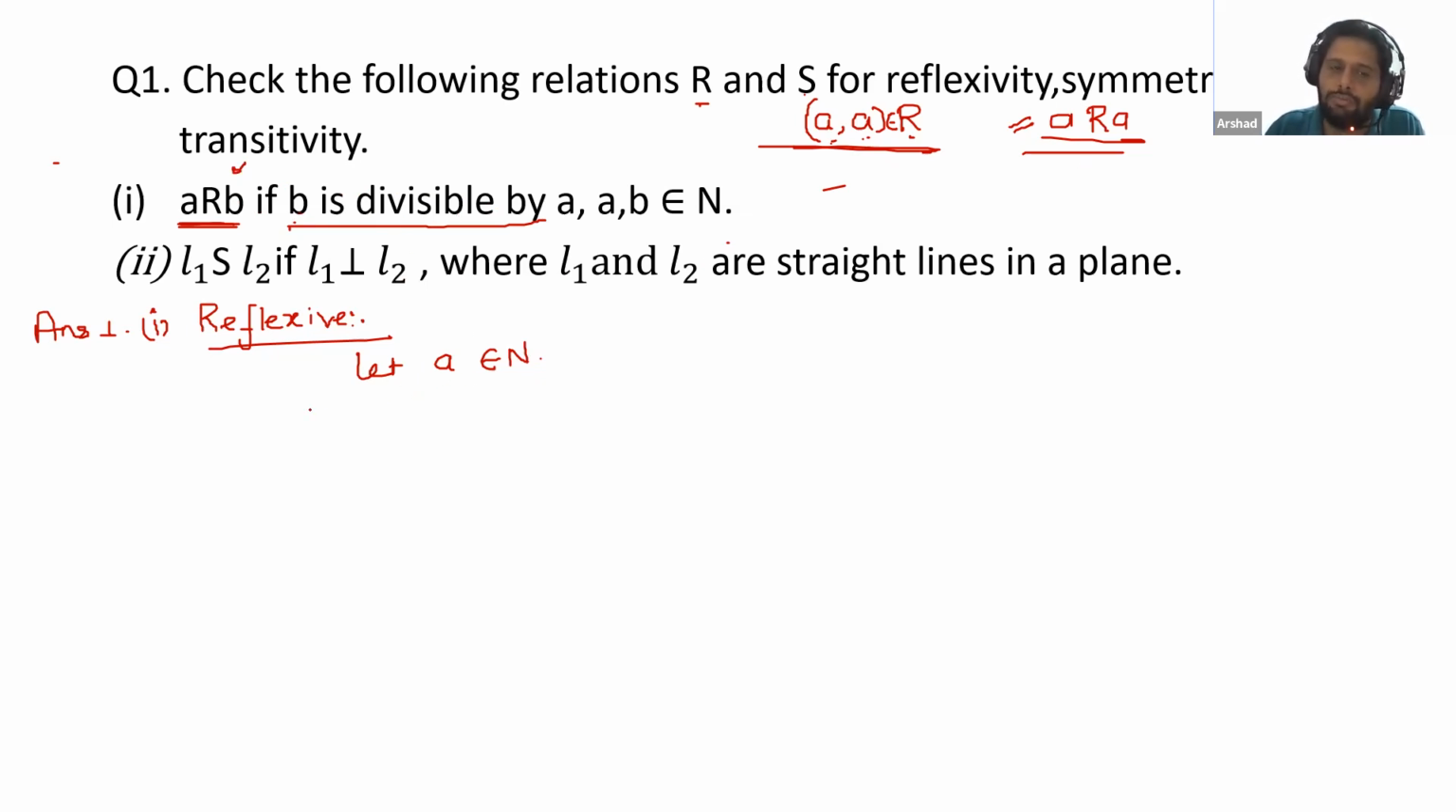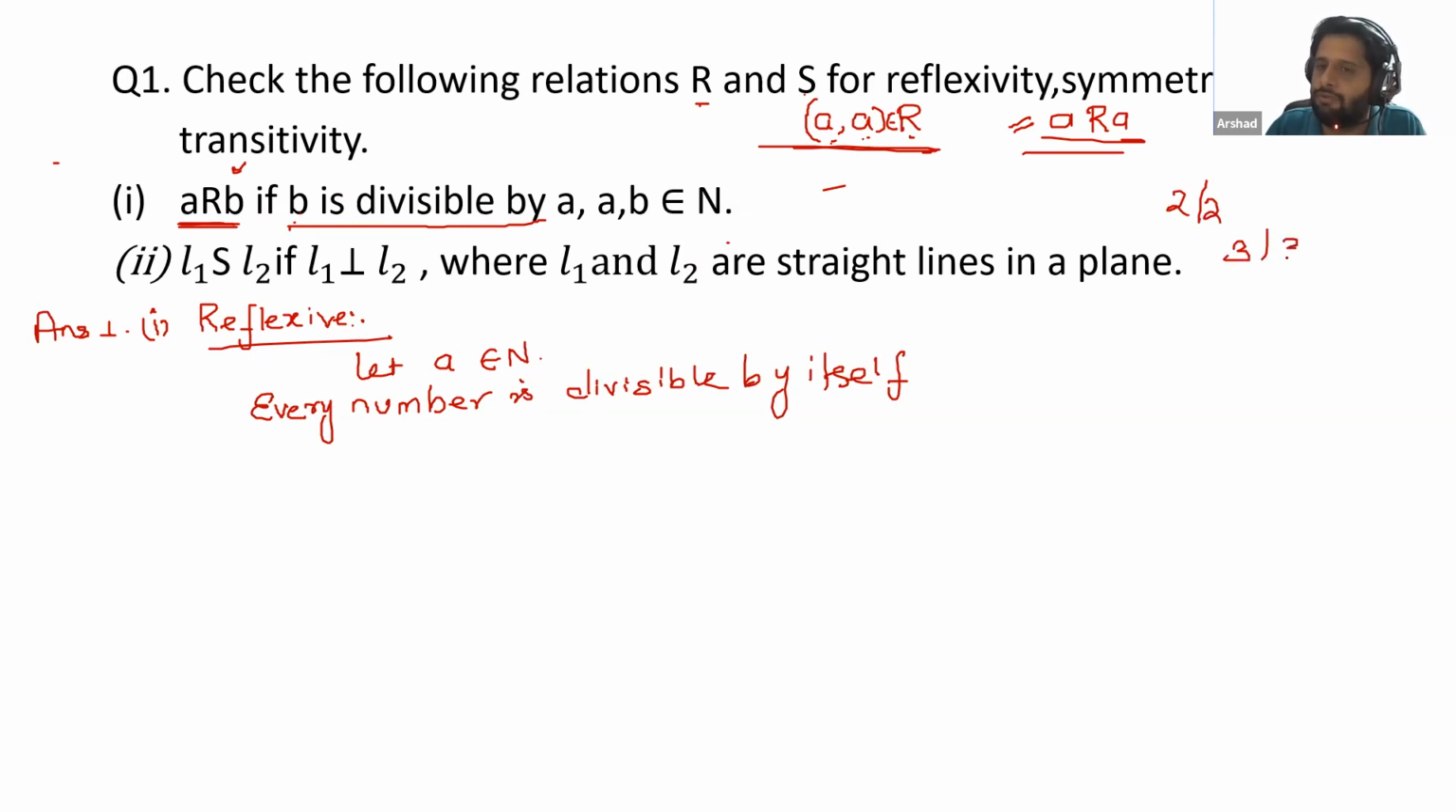Let A belong to natural numbers. We can say every number is divisible by itself. You know that every number is divisible by itself: 2 is divisible by 2, 3 is divisible by 3. So the same thing which we have written over here, that every number is divisible by itself. That means A is divisible by A.